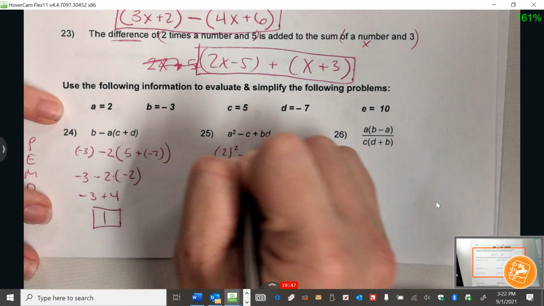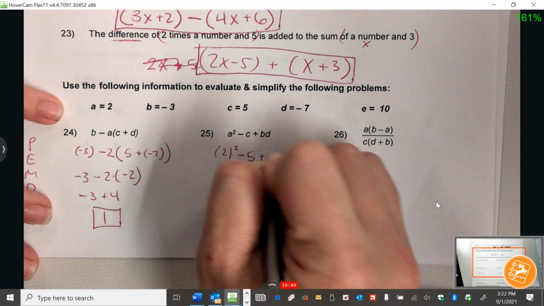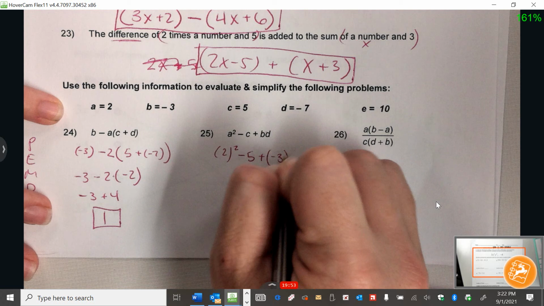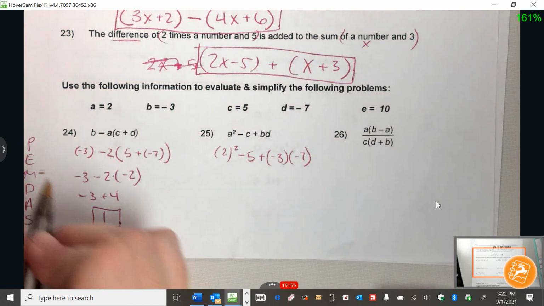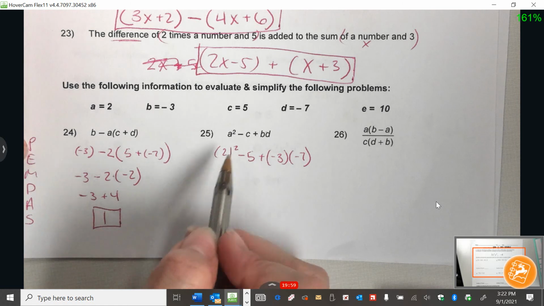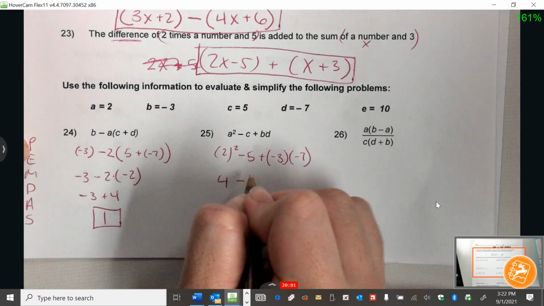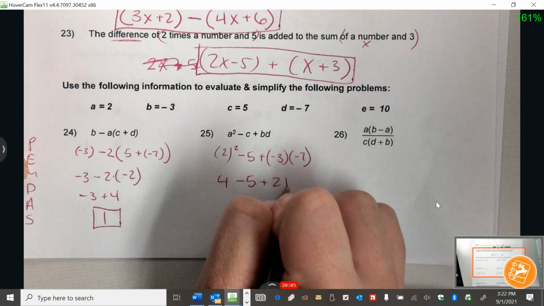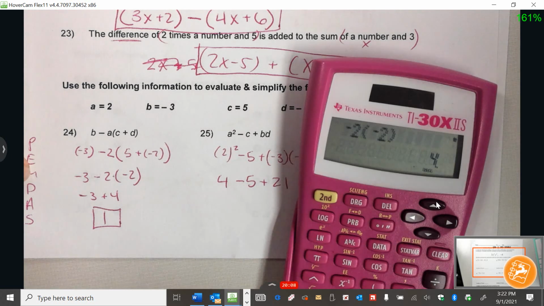A squared, so that's 2 squared minus c is 5 plus bd. So this is multiplied, so we're going to use parentheses. There are no parentheses that have anything on the inside that can simplify. Exponent is next, so 2 squared is 4. And then multiplication would be next, so negative 3 times negative 7 is positive 21. And then you can type that in your calculator. 4 minus 5 plus 21. Not 20. It's 20.